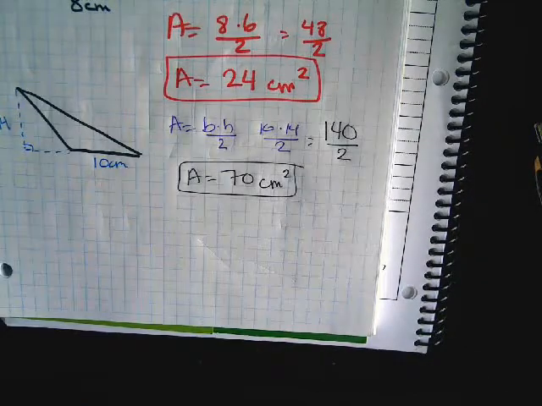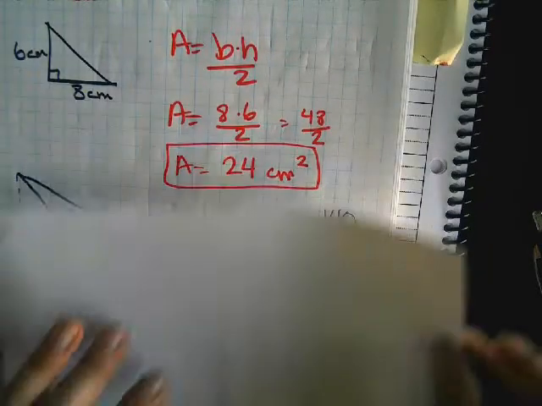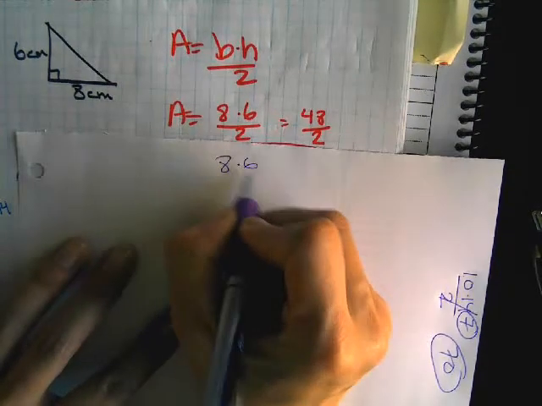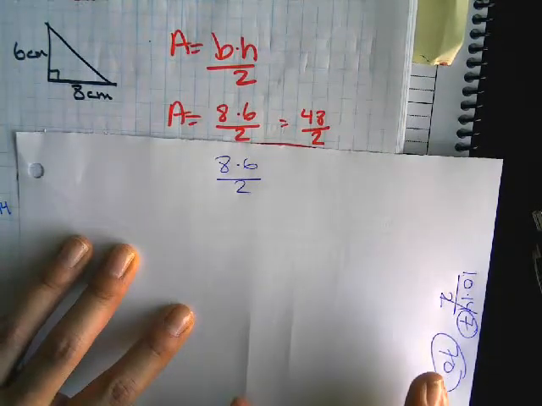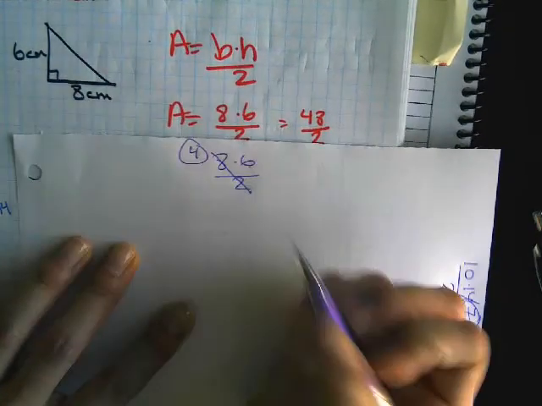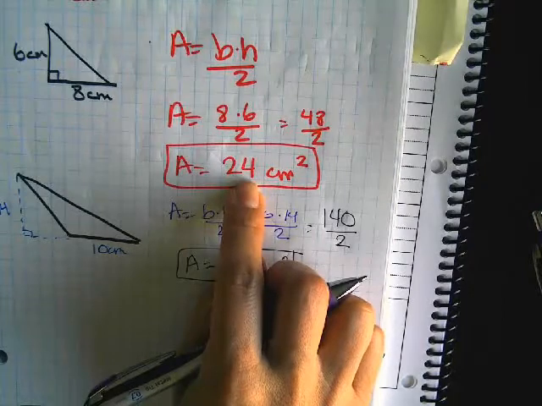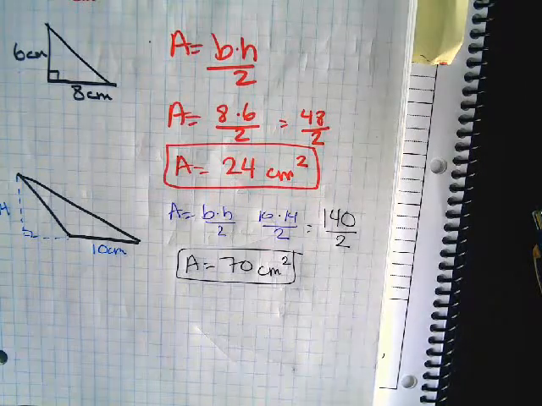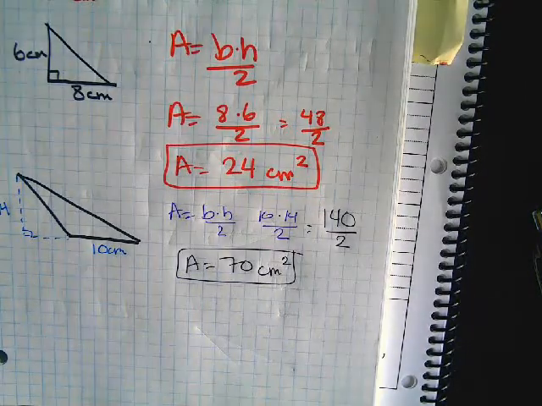Got it? Look at this one. You have 8 times 6 divided by 2. Take one of them and divide by 2. 8, what do you get? 4. What's 4 times 6? You're done. Instead of going into bigger numbers, right? You guys see that? All right.